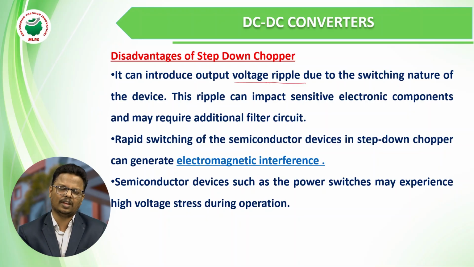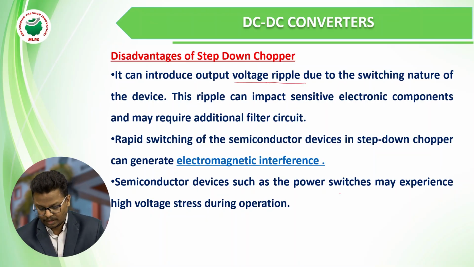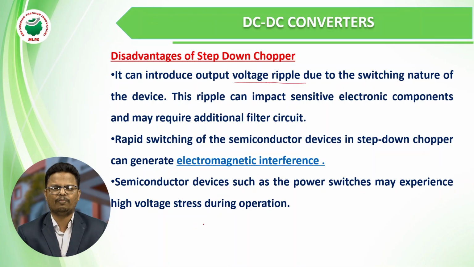Communication lines also depend upon the frequency. Here we are doing the switching operation, which is nothing but turning on and turning off, so the timing is going to change. If the time changes, then the frequency will change, so there is a chance of communication interference in the DC to DC converters. And the last one is that semiconductor devices such as the power switches may experience high voltage stress during operation. By doing multiple switching operations, voltage stresses will occur in the step down chopper.